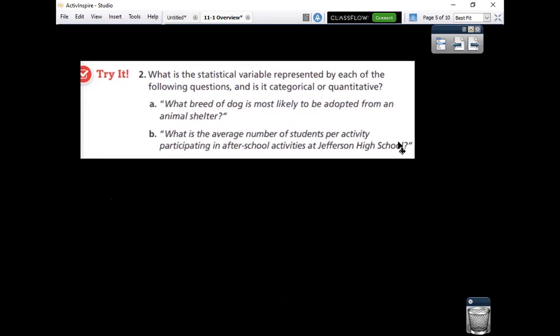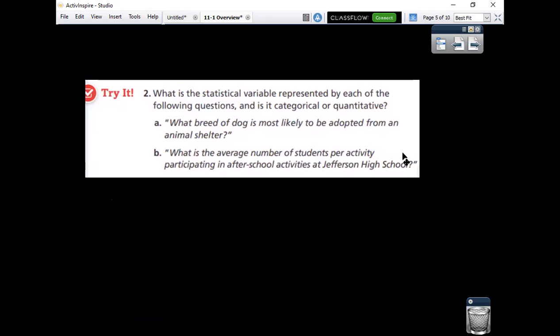Let's see. How about what type of statistical variable here? Categorical or quantitative? So category being like a word and quantity being a number. So what breed of dog is most likely to be adopted from an animal shelter? What breed? That's a category. You don't answer that with a number. You answer that with a word. And what is the average number of students per activity? That's a quantity. You're going to answer that with a number. So those are the two types.